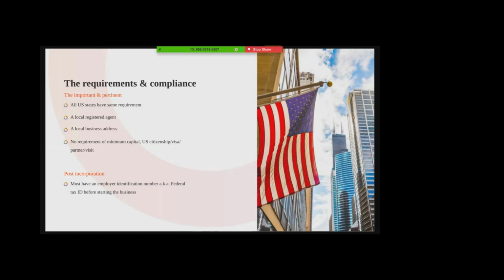The only other thing, post incorporation, once you have incorporated a company and before you start your business, is that you should always have your employer identification number, also known as the federal tax ID. Generally, for non-Indians, some people take about 45 to 60 days to get the employer identification number or the federal tax ID. But we at NIBAX will always get it to you in just one day. It always has been since our inception.